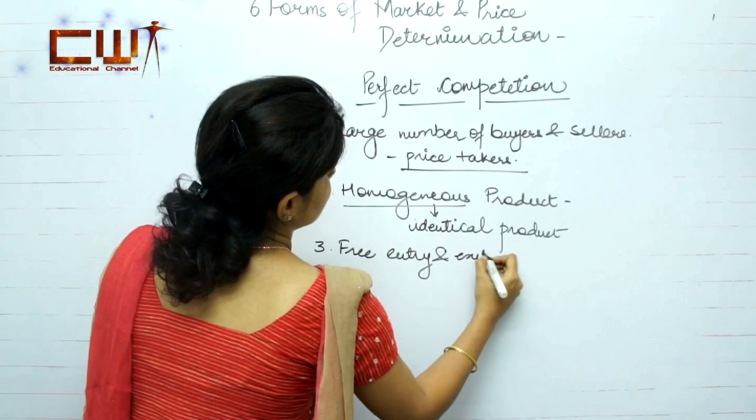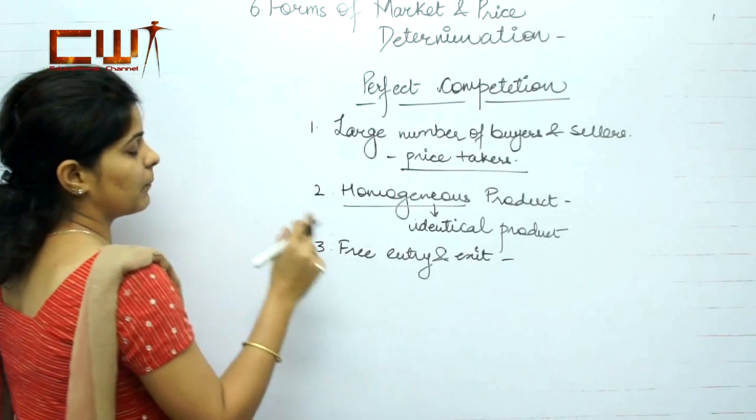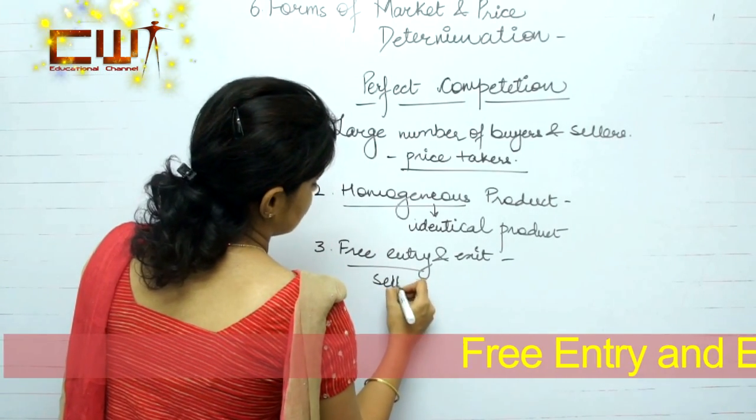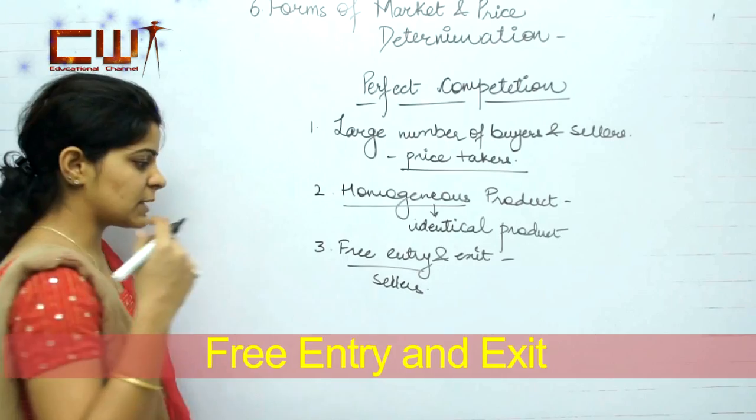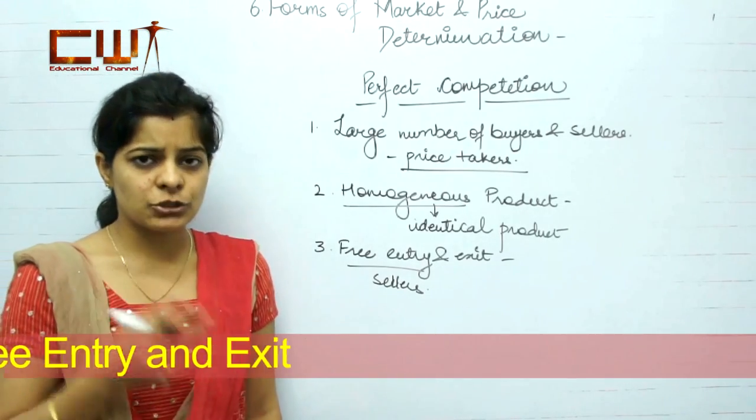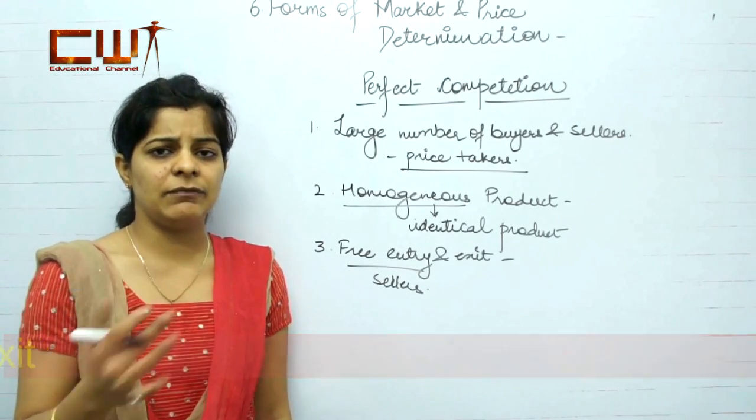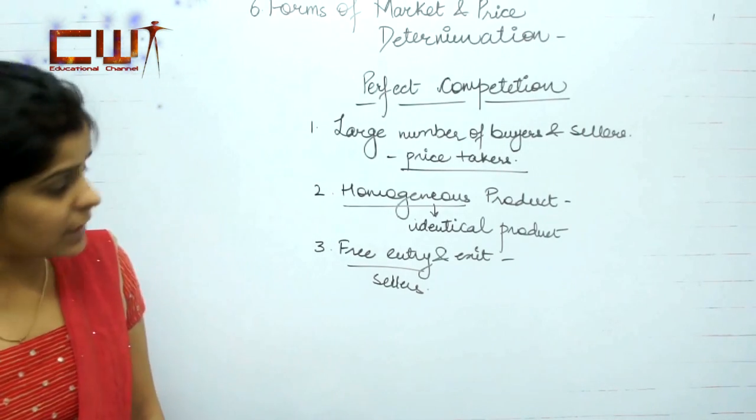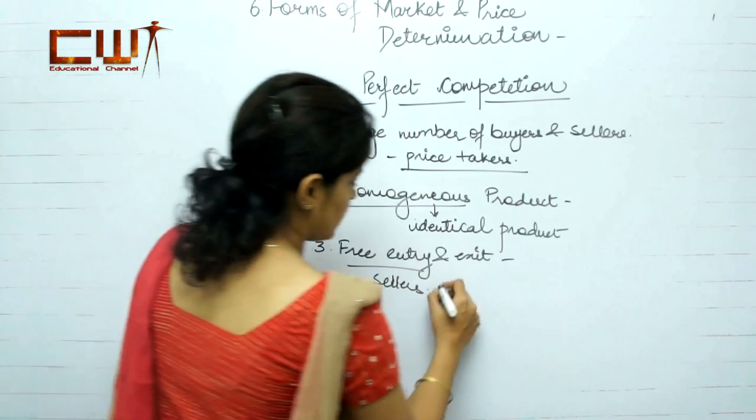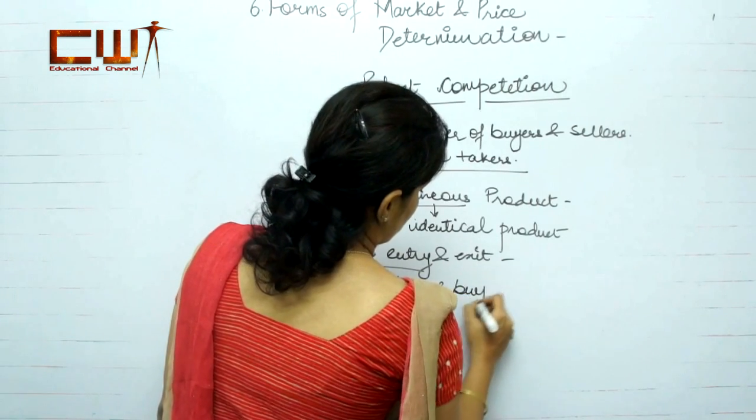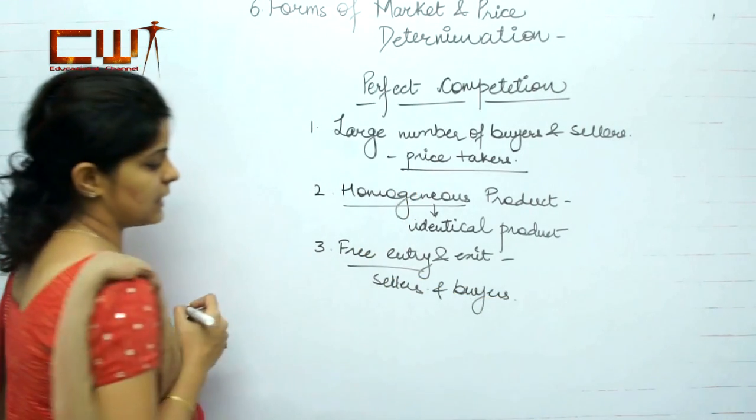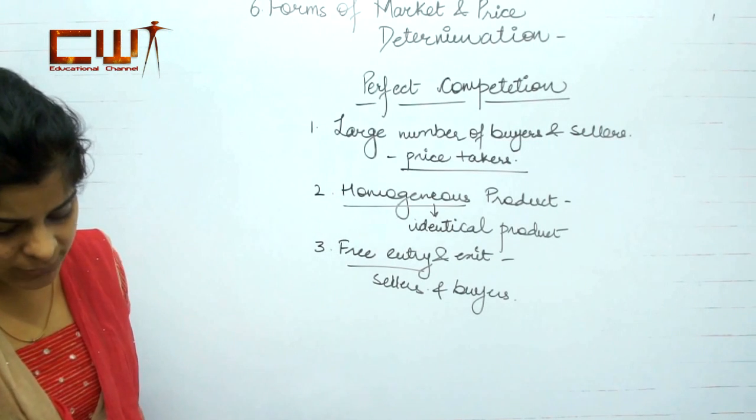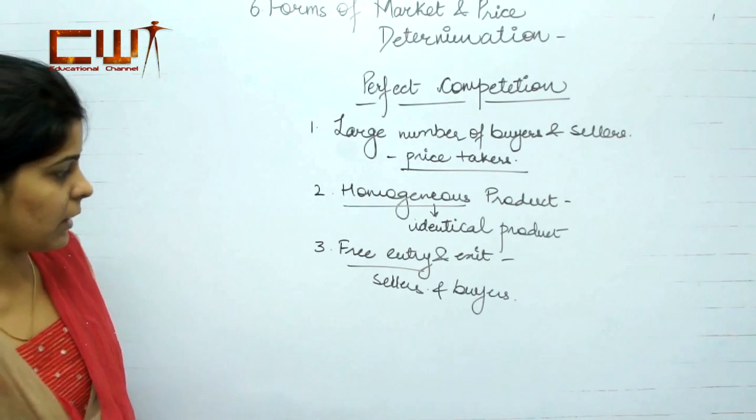Free entry and exit means that the seller's entry and exit is free. The sellers can come and join the industry, or they can leave the industry whenever they wish to. So there are sellers and buyers both, and there is no restriction on the entry and exit of sellers and buyers. Any number of sellers can come and join the market, earn and leave the market.